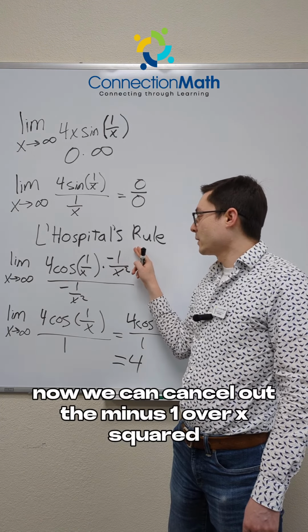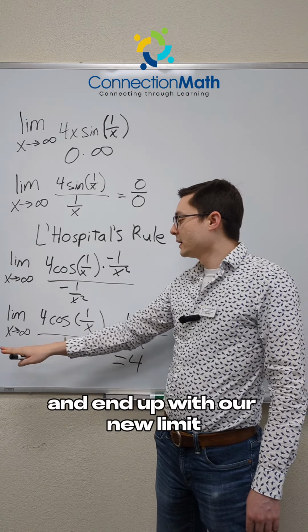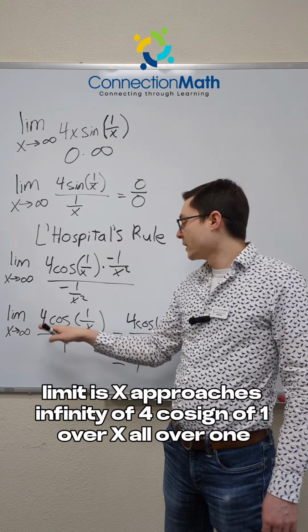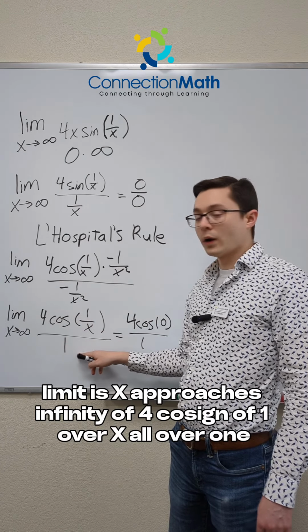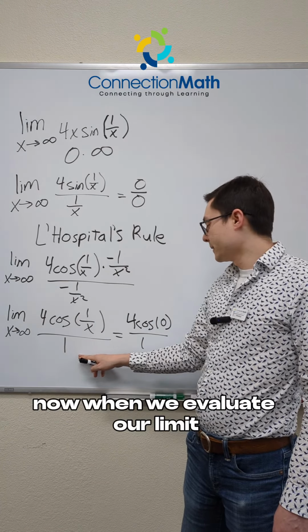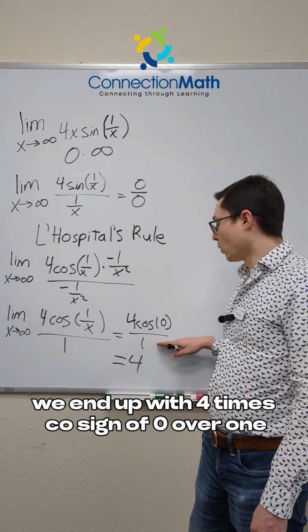Now we can cancel out the minus 1 over x squared and end up with our new limit. Limit as x approaches infinity of 4 cosine of 1 over x all over 1. Now when we evaluate our limit, we end up with 4 times cosine of 0 over 1.